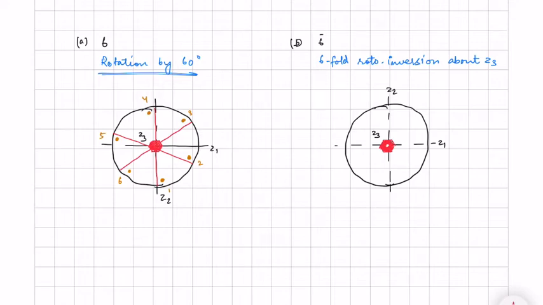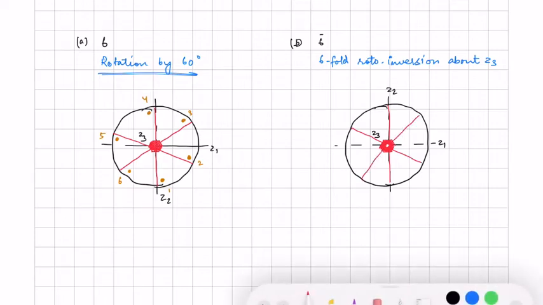Okay, so let us draw the six-fold axis again. So this is 1, then 60 degree rotation, this another one, sorry, this like this, then 60 degree rotation like this. So let us start with the points. So suppose we have a point here. After 60 degree rotation, it goes here, and then an inversion operation makes it here. So this is point 1, this is point 2.